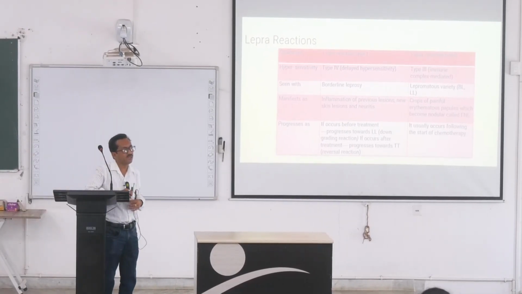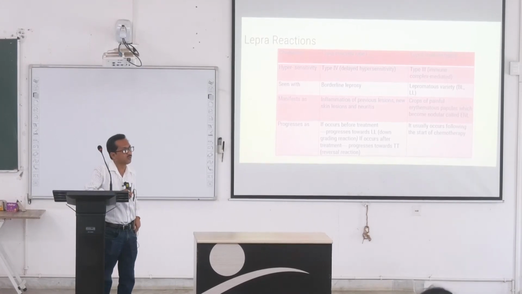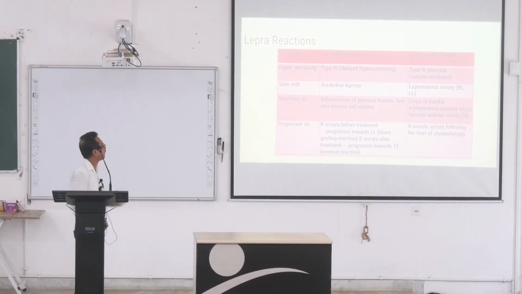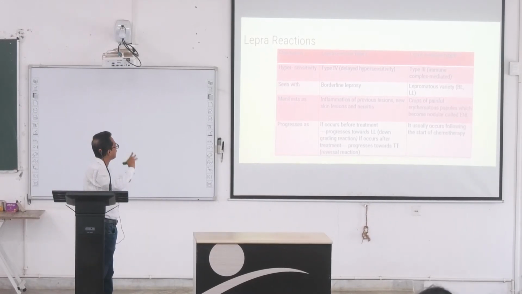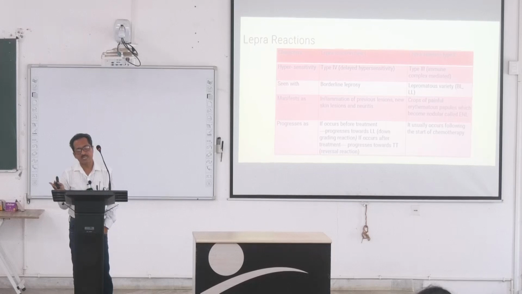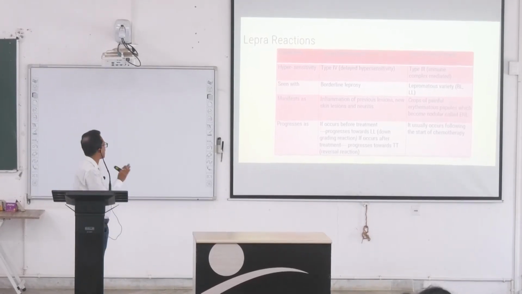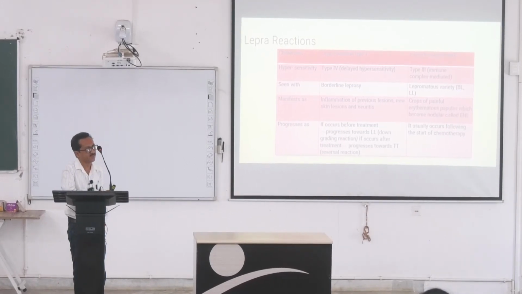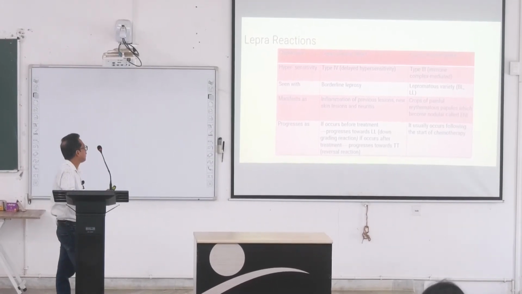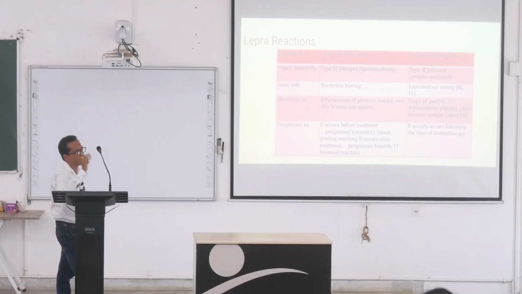The Mantoux test we did in tuberculosis is also a type 4 delayed hypersensitivity. Here lepra reaction type 1 is a type 4 delayed hypersensitivity reaction. Lepra reaction type 2 is immune complex mediated, or a type 3 reaction. In which type of patient will we see lepra reactions? In borderline leprosy, we will see more of lepra reaction type 1.